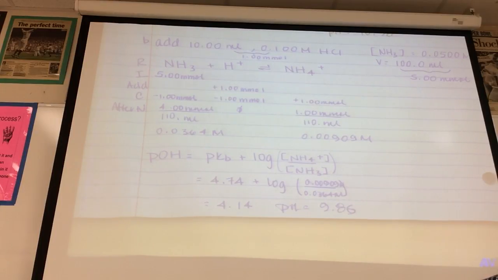So pH equals pKb plus the log. Yes, and the conjugate on top.